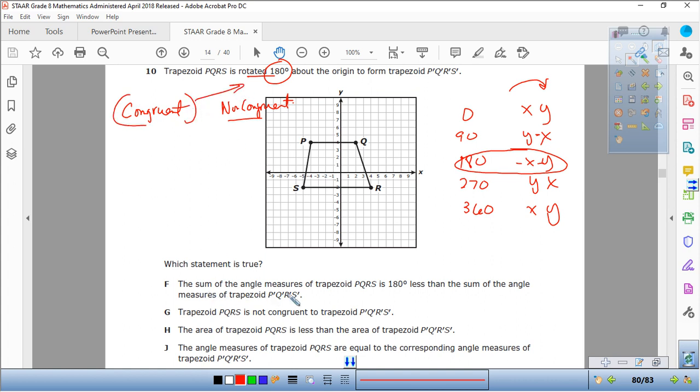So the sum of the angles measured over the trapezoid, 180, is less, nothing less. It's the same thing actually. Trapezoid PQ is not congruent. It's actually congruent because if they did the rotations to this one, it's on the congruent side, so they are congruent. This one's wrong. The area of the trapezoid is less, no, less. Without even reading it, it has to be my answer. Equal. Perfect. I like that.